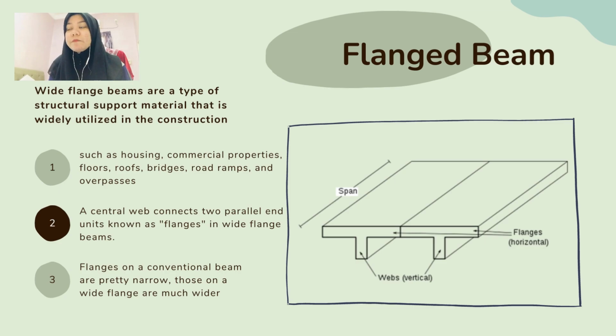Flange beams are a type of structural support material that is widely utilized in construction such as housing, commercial properties, roofs, floors, bridges, road ramps and overpasses. A central web connects two parallel and non-uniform flanges in a wide flange beam. Flanges on a conventional beam are pretty narrow. Those wide flanges are much wider.